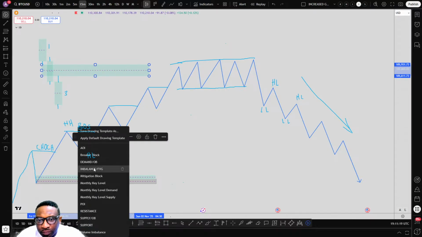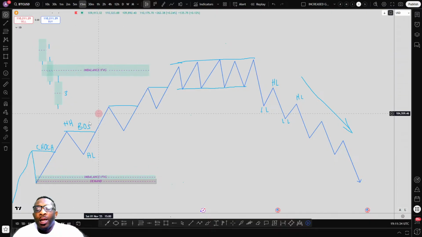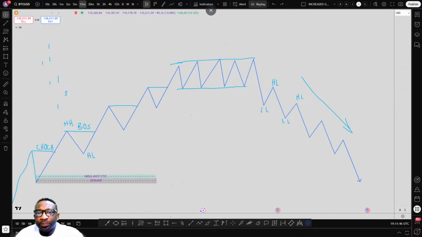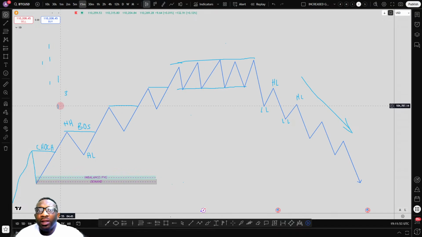So this is the imbalance area that I'm referring to, a three candle formation. We can see that the wicks did not trade into each other. We had this gap in between here. So this is the imbalance that we want to see attached to this zone. Okay, so let's take this out. Okay, I believe this is clear.